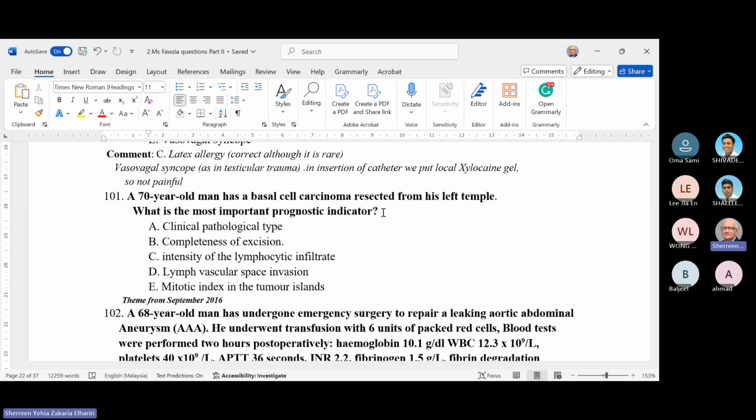Of course, depth of invasion, Clark level or Breslow thickness, is in melanoma, not in basal cell carcinoma.